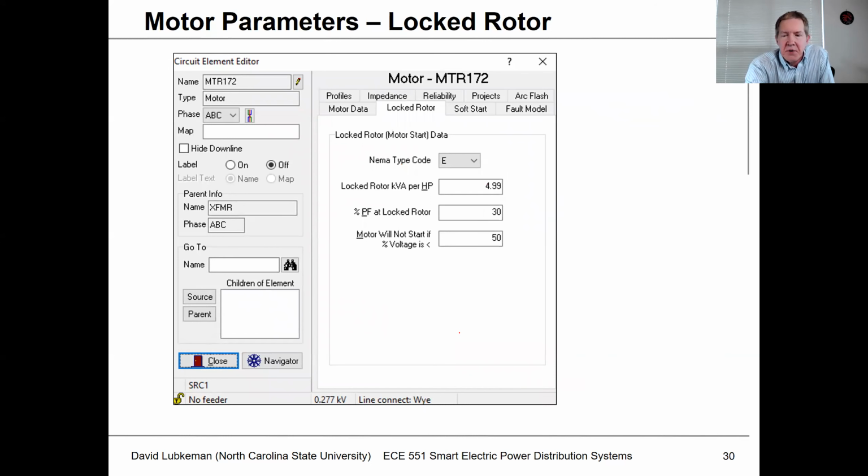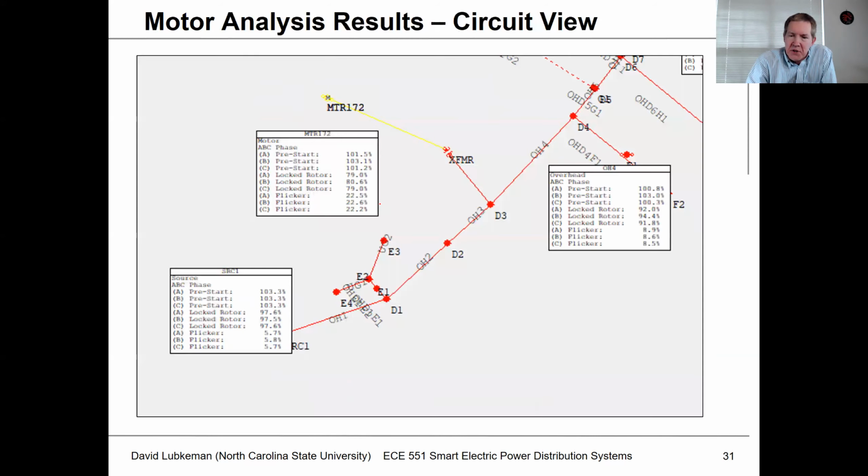The other thing I can do here in another tab is put in the NEMA type. What this will do from a built-in table is give me the ratio to use for locked rotor kVA per horsepower. And so once this is in, then I could do the motor startup analysis in WindMil. This is another type of analysis similar to voltage drop analysis.